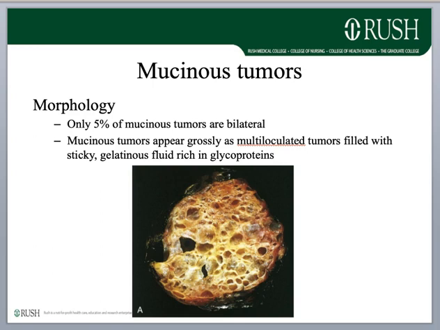Mucinous carcinomas characteristically tend to produce larger cystic masses and have a multiloculated appearance, meaning that instead of one or just a few cysts, it has multiple small cysts resembling a sponge. These also contain sticky gelatinous fluid, which is rich in glycoproteins, but again, the classification of these tumors is completely based on the type of the surface epithelium.